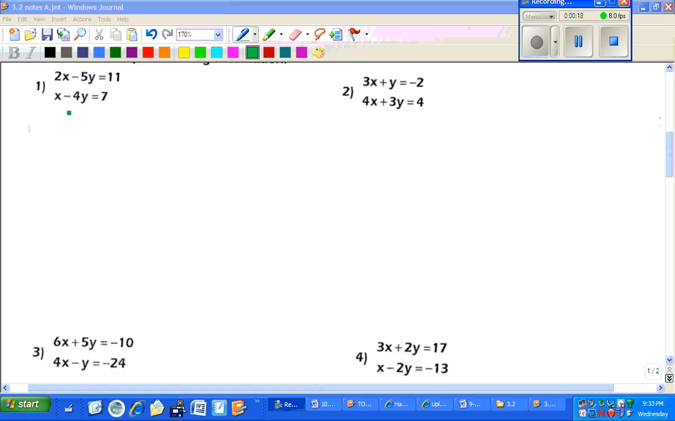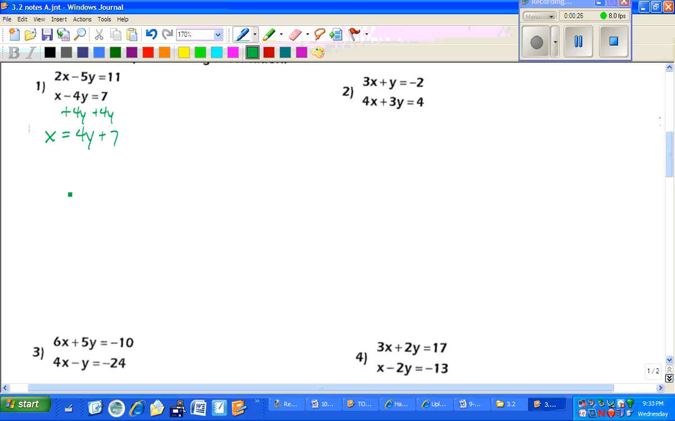So to get that x by itself, we're going to add 4y to both sides. We get x equals 4y plus 7. So from there, after we solve for one of the variables, we're going to take what we get for that variable and substitute it into the other equation to replace that variable. That way, what ends up happening is we get one equation that just has one variable. Then we can solve it.